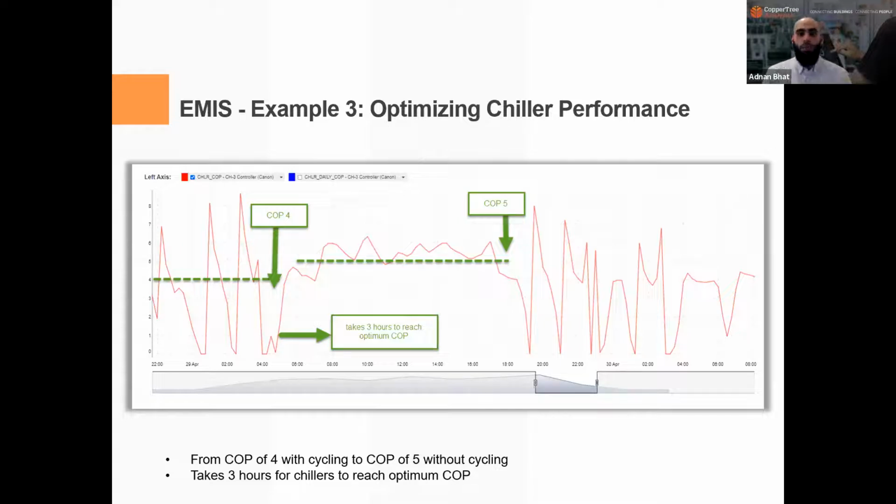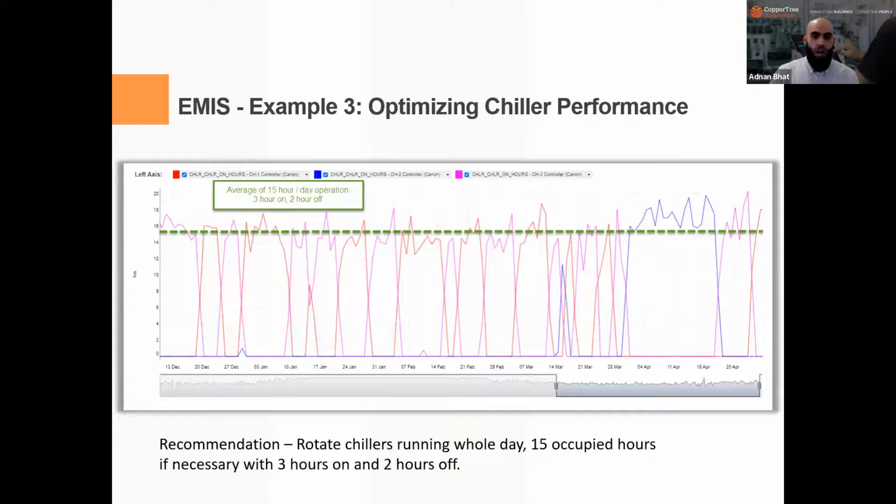And in general, most equipment performs better after running for a certain period of time. And it is even more true in case of such large, big equipment like chillers, which take more time to warm up than other zone units. Therefore, our recommendation here was to rotate the chillers running whole day with a 15 occupied hour operation if needed, rather than the previous operation, which was to keep the chiller running for 3 hours and then turning off for 2 hours, and alternating between chillers within a day. This also improves equipment life and overall efficiency.